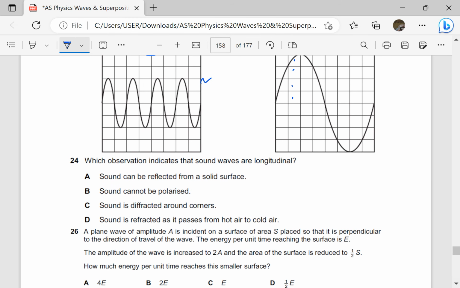Which observation indicates that sound waves are longitudinal? Sound can be reflected from a solid surface. Sound cannot be polarized. That is the most appropriate answer, because if it is longitudinal, the vibration of particles are along the direction of propagation of energy. So there is nothing like confining the vibrations in one plane. They are already in one plane as the propagation of energy.